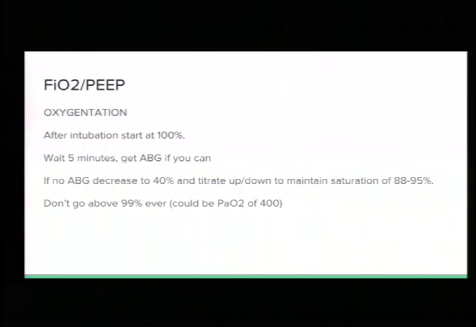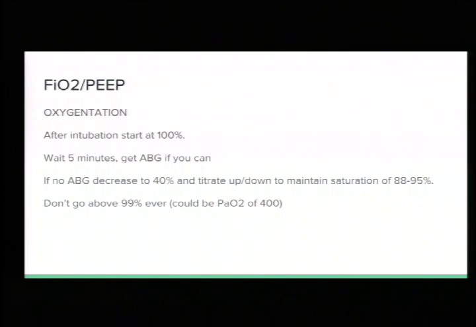And then your FiO2 and PEEP. So right after you intubate somebody, you put them up to 100% for the first few minutes. Get them well oxygenated. You wait 5 minutes. If you're in the ED or the ICU, we're going to get an ABG. If you're in the field, obviously you can't run an ABG. You have your pulse oximetry and your end tidal. So you drop it down to 40%, and you look at your sats.